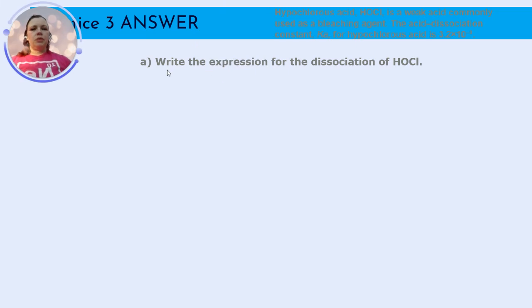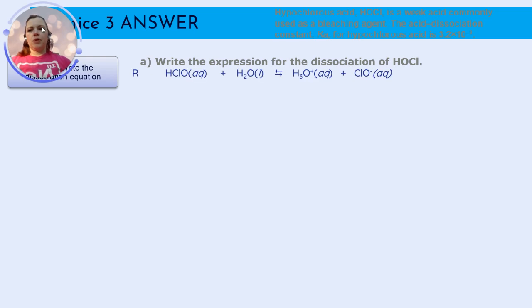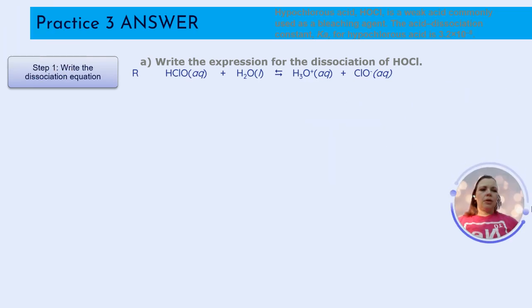We're going to write the expression for the dissociation, so we're going to have HOCl reacting with water. First, write the dissociation equation. It's going to look like this: HClO is going to react with water to form hydronium and ClO minus. If you were doing this from scratch, this is the first thing you would do.